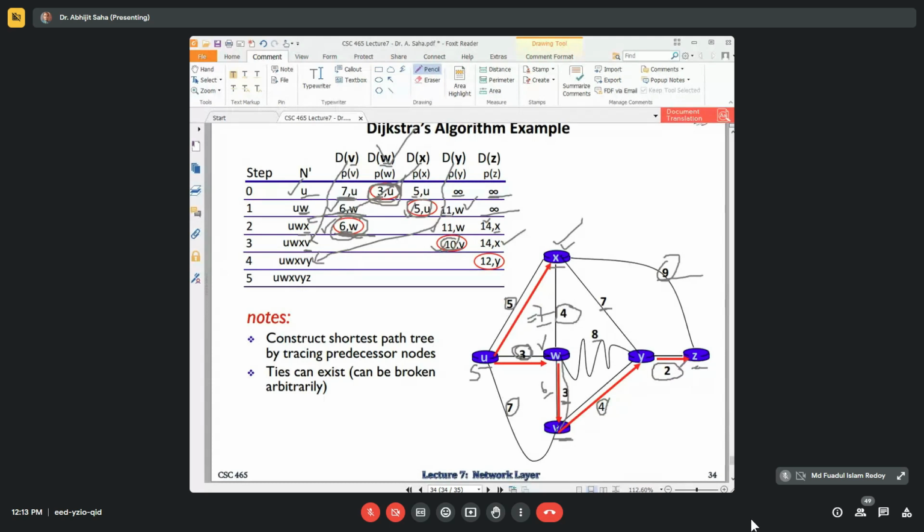Yes. What is the cost? 2. And what is in my hand? 10. 10 plus 2, it is 12. 12. What was my previous value? 14. So that means 12 is smaller than 14.